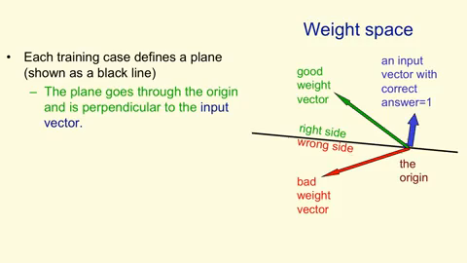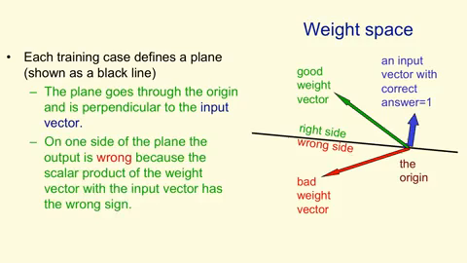Conversely, if we have a weight vector like the red one, that's on the wrong side of the plane, the angle with the input vector will be more than 90 degrees, so the scalar product of the weight vector and the input vector will be negative, less than 0, so the perceptron will say no, or 0, and in this case we'll get the wrong answer. So to summarize, on one side of the plane, all the weight vectors will get the right answer, and on the other side of the plane, all the possible weight vectors will get the wrong answer.